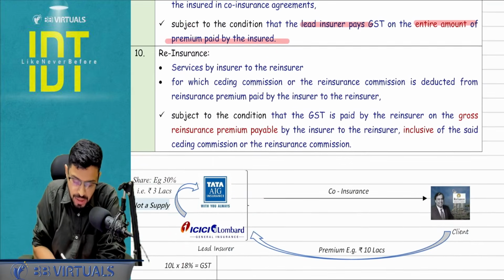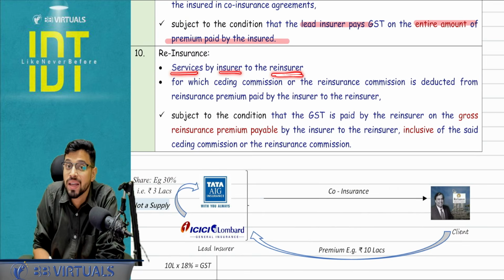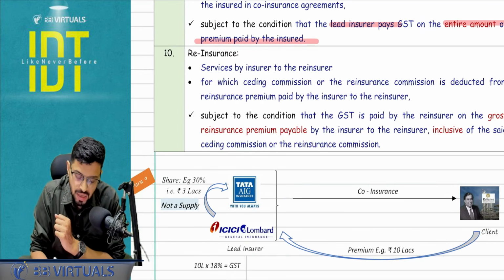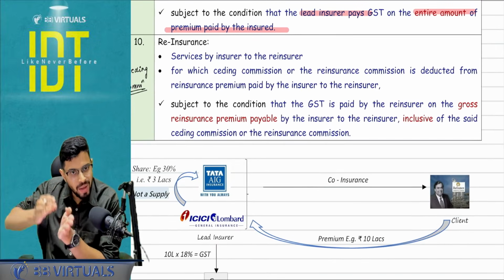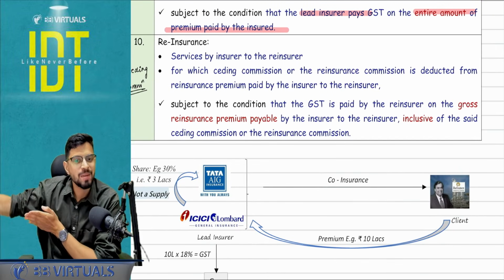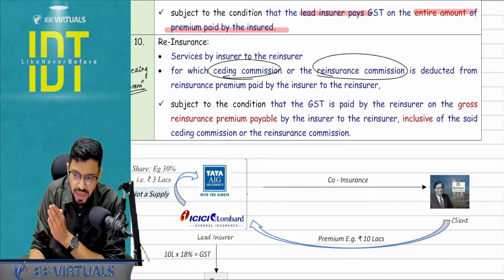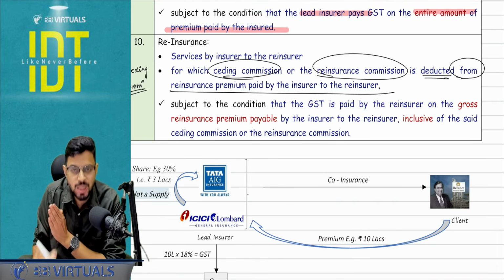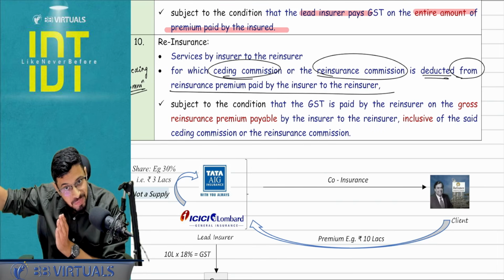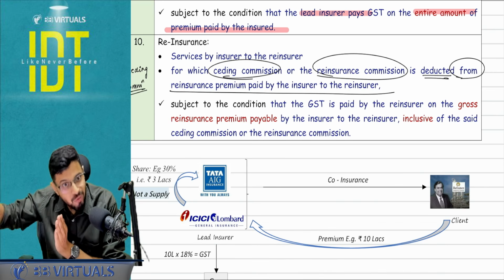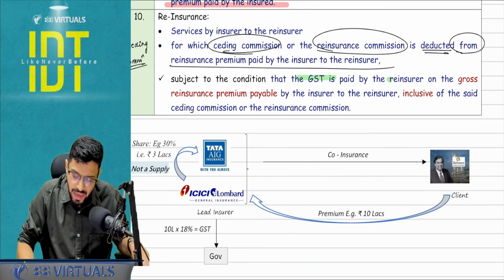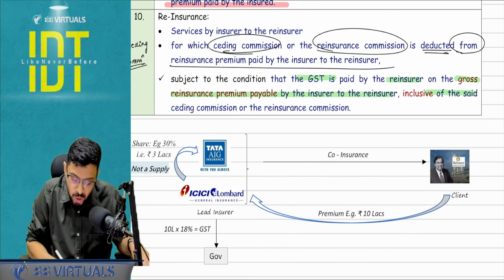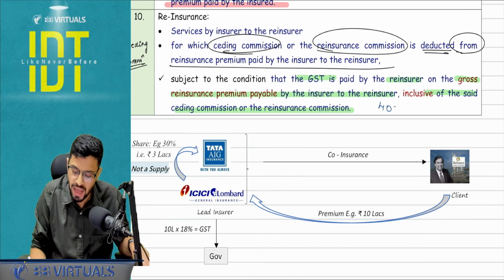And reinsurance, pay attention. Service by insurer to reinsurer. Because I am talking about the ceding commission, guys. So the service by HDFC to LIC, for which ceding commission or reinsurance commission is deducted from the reinsurance premium. So out of 4 lakh, 40,000 was deducted. But the condition is that GST is paid by LIC on the gross reinsurance premium inclusive of the ceding commission, that is 4 lakh rupees.